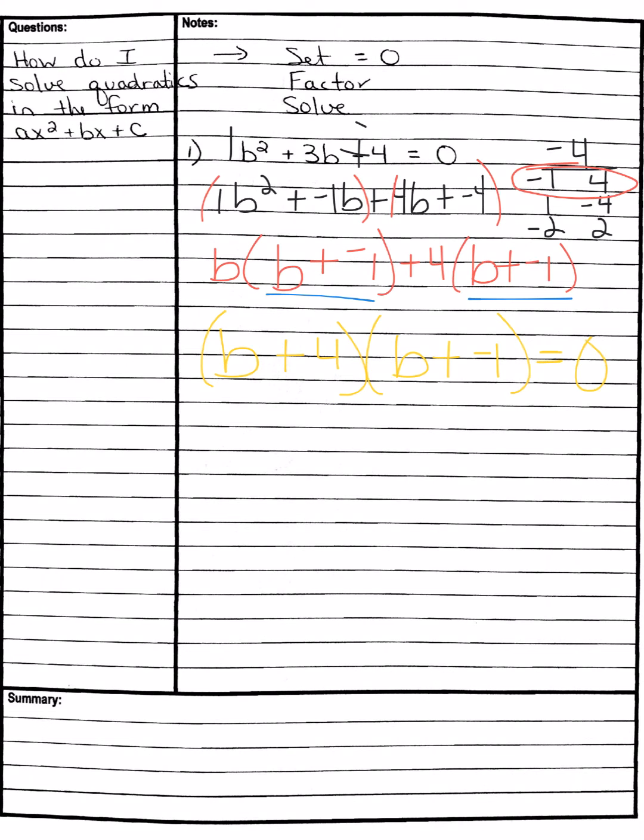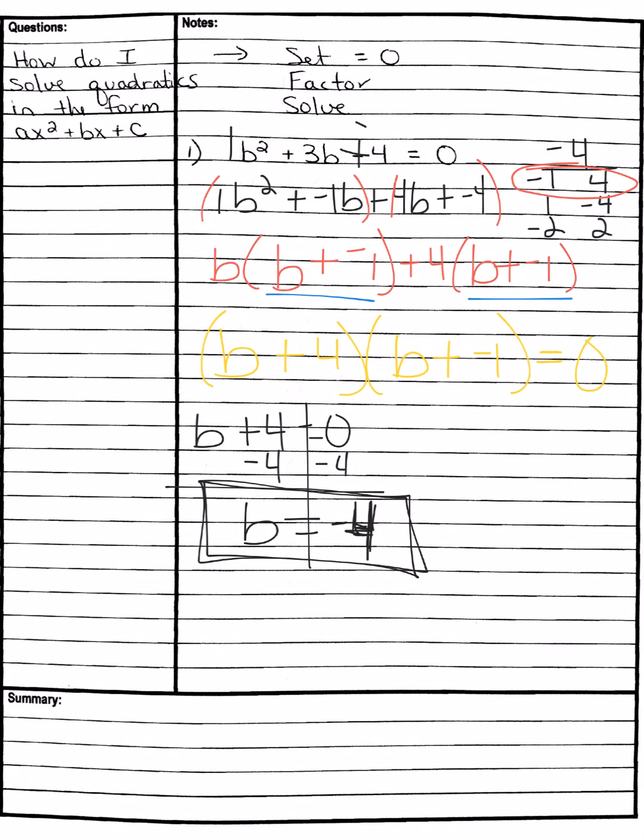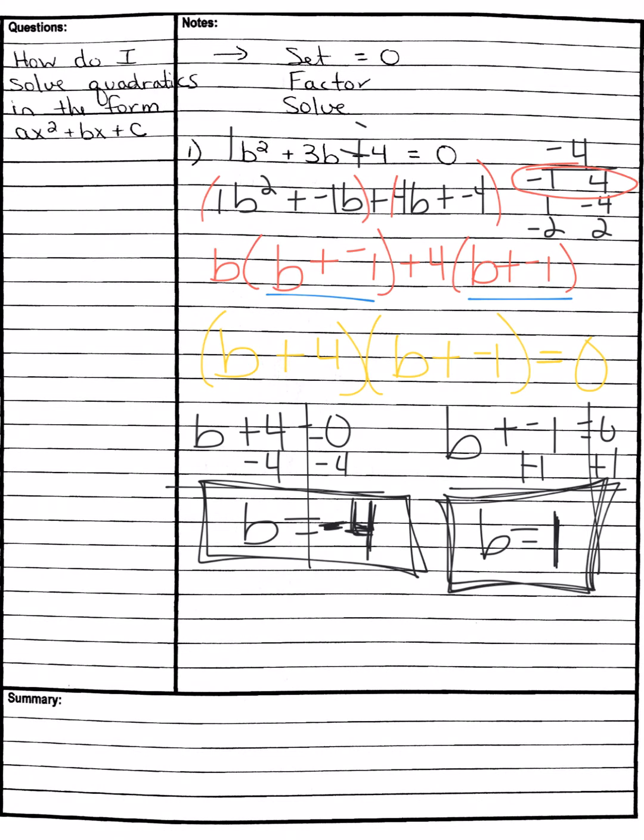So that's really a review of factoring. We already know how to do that. Now we're just going to take each one of them equal to 0. We take b plus 4 equal to 0. Subtract 4 from both sides, we get negative 4. That is one of our solutions. My parabola is going to cross the x-axis at negative 4. We take our other grouping, b plus negative 1, set it equal to 0, and add 1 to both sides. My second solution is b equals 1. This is a two solution.